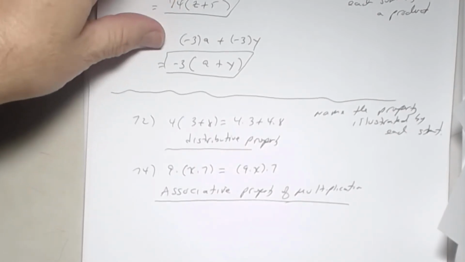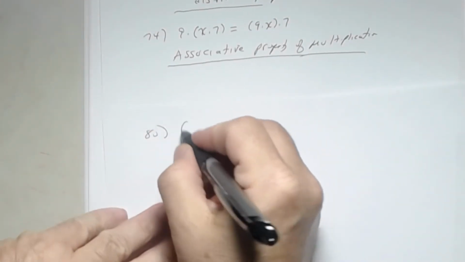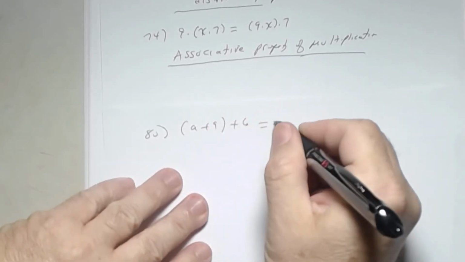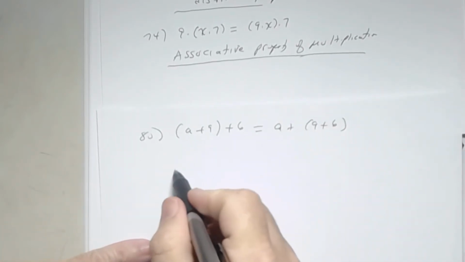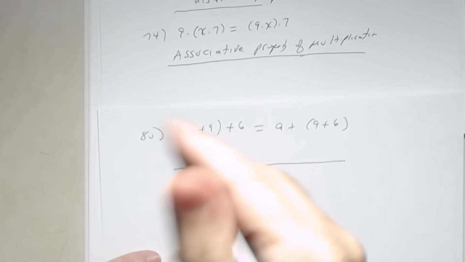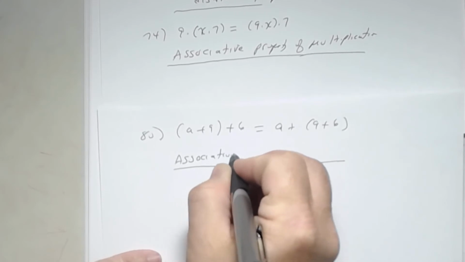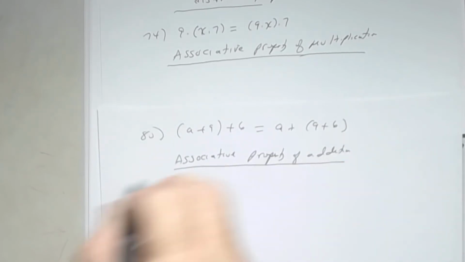Okay, let's look at 80. We have A plus 9, that's a 9, and that's an A, plus 6 equals A plus, and then 9 plus 6, like this. What property is this? The associative property of what? Addition.